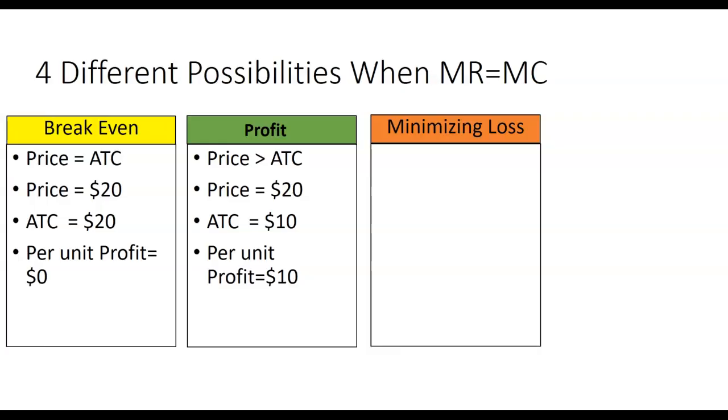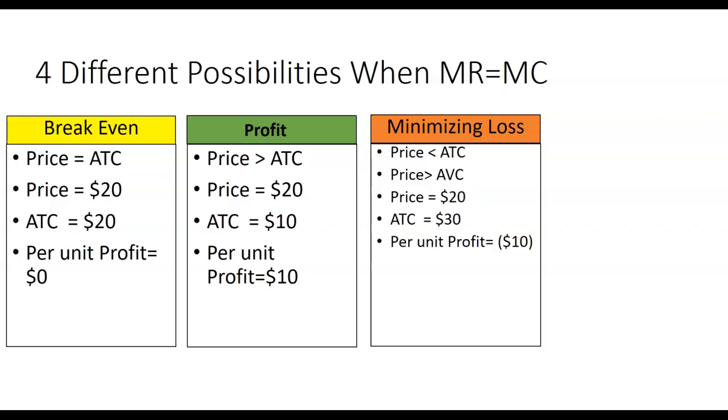So the last two are you're losing money. And again, we're in the short run, it plays a role here. In the short run, if your price is less than your average total cost, you're losing money. But if your price at the profit maximizing is greater than your average variable cost, you're financially better off continuing to produce. You're minimizing your losses by producing. So your price is $20, your ATC is $30. All right, you're losing money. You have a per unit loss of $10. But if your price is 20 and your average variable cost is 15, you're minimizing your loss.